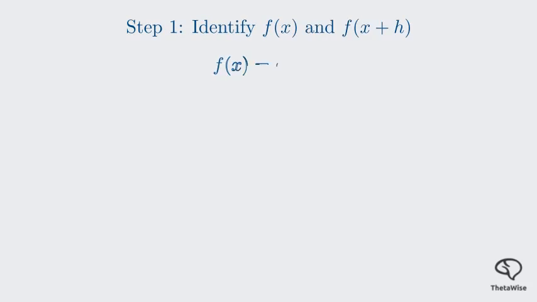Now let's apply this definition to our specific function. f of x equals cos of x. First, we identify our function. f of x equals cosine of x. The first part of the definition is f of x plus h. If f of x is cos of x, then f of x plus h must be cos of x plus h. We're essentially just replacing the x in our original function with x plus h. This gives us the two parts we need for the numerator of our limit.